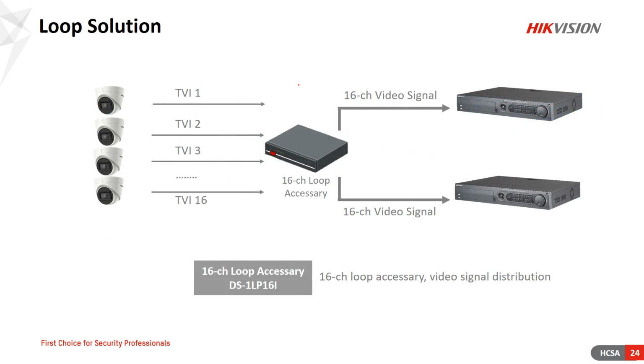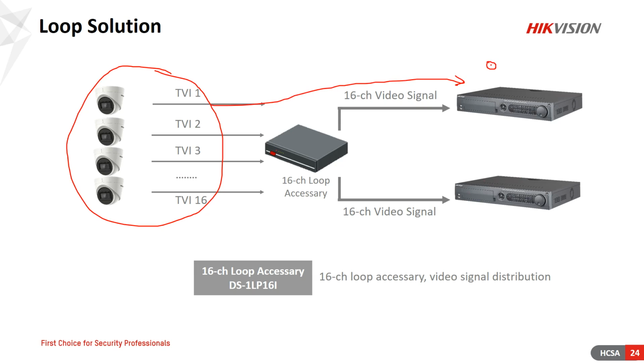And this is about the loop solution. Loop solution means, like for some kind of clients, they want to connect the same 16 channels of analog signal to two different DVRs like this. But you know, one camera is going to connect one BNC interface in one DVR back panel. So if they want to connect like 16, they have to use another thing, which is the loop accessory, or you can call it like a distributor.